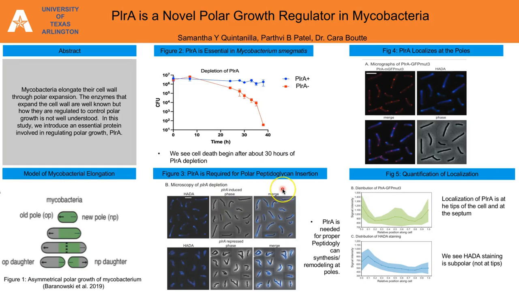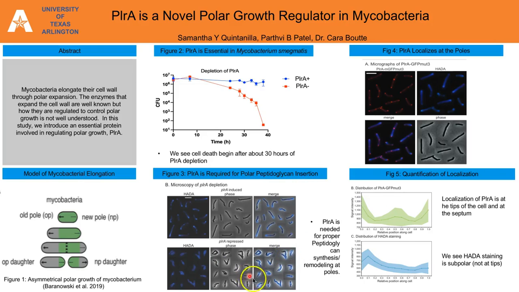In figure 3, when we looked at the cells that I had depleted of PolarA under the microscope, we see short, fatter, bulgy cells down here. This points to the cell not being able to properly elongate.